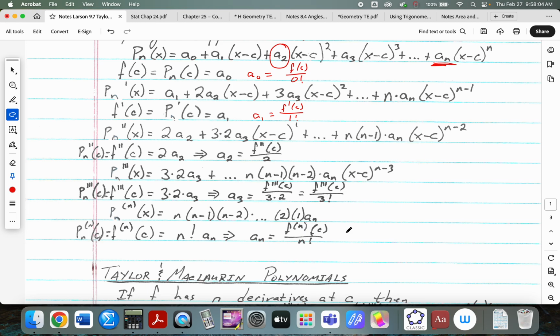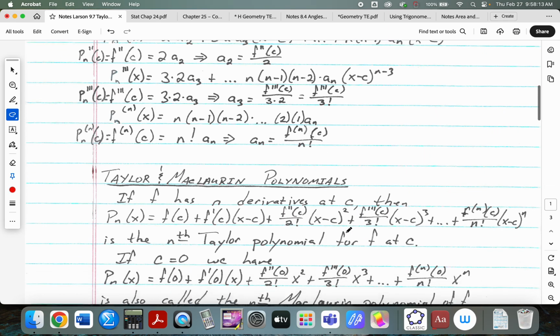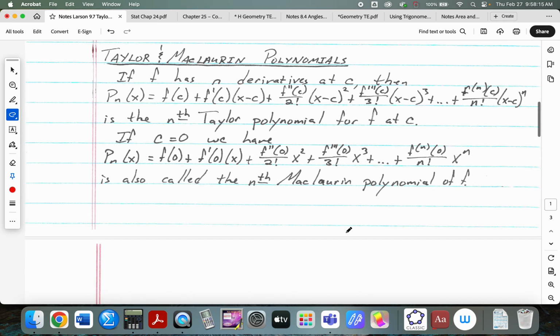Sometimes students are like, I don't like that it's a different rule for each one. Well, it's actually the same rule for all of them. So this leads us to something that's called Taylor and Maclaurin polynomials.